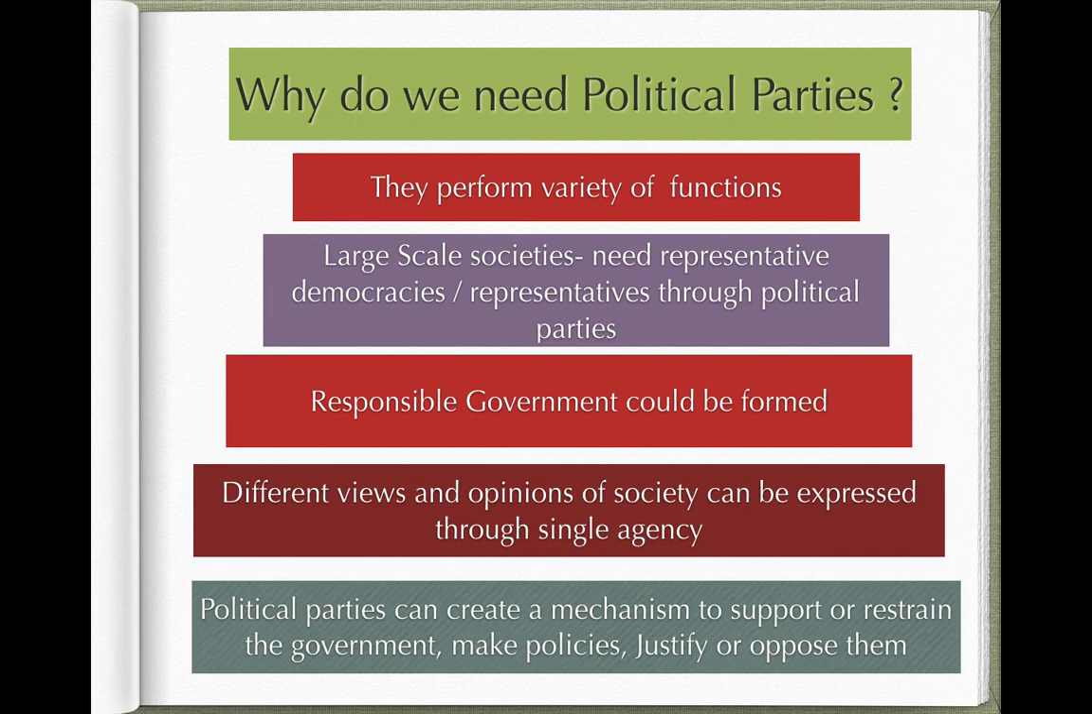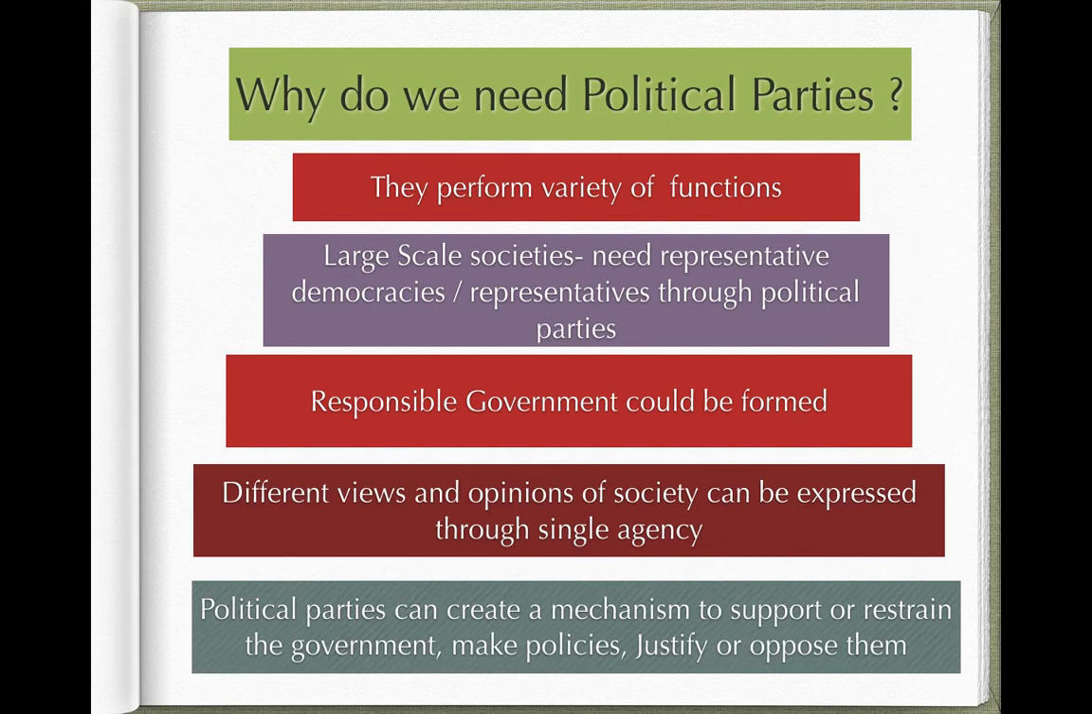a representative democracy. That means since we all cannot become leaders, we all need to have a process through which we can choose our representatives, and these representatives take decisions on our behalf. Okay, so representatives through political parties. Okay, because political parties are our representatives. That is why we need political parties.